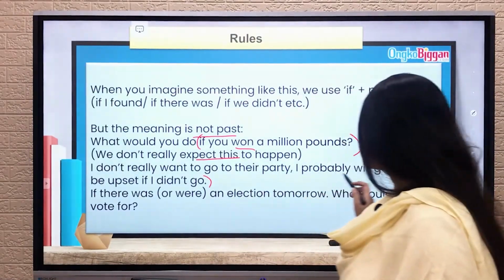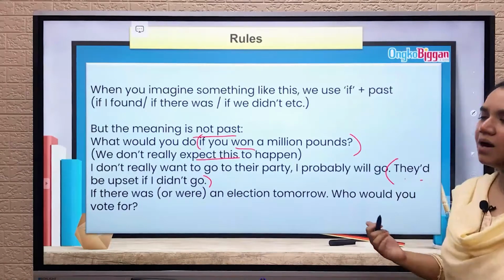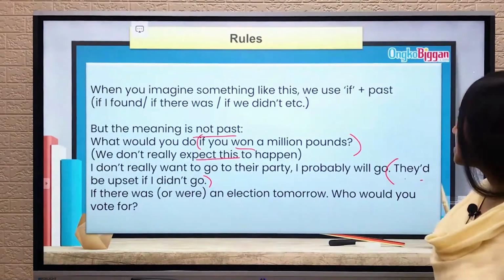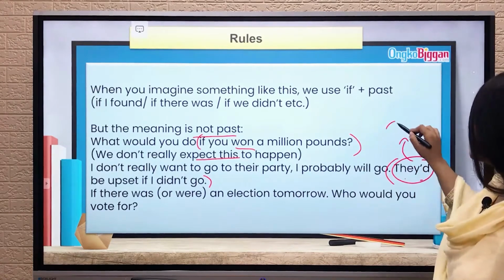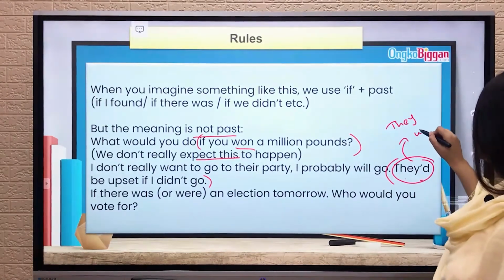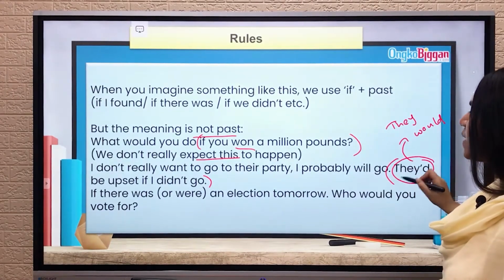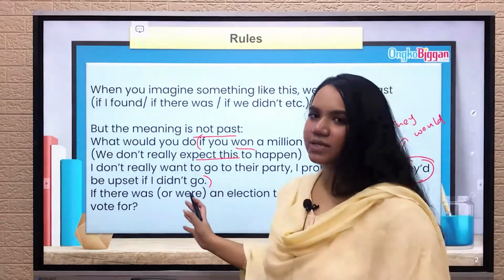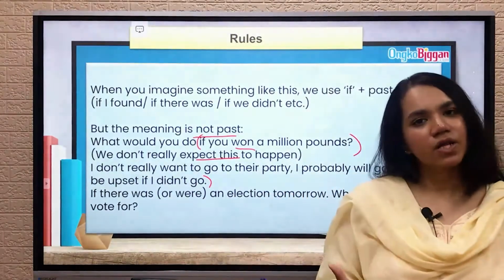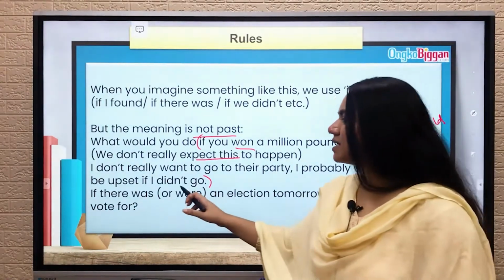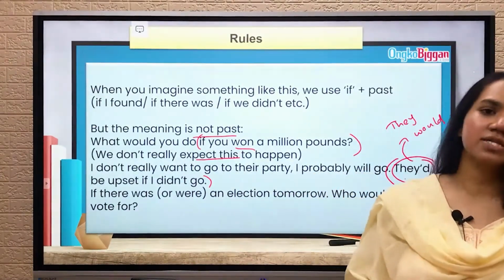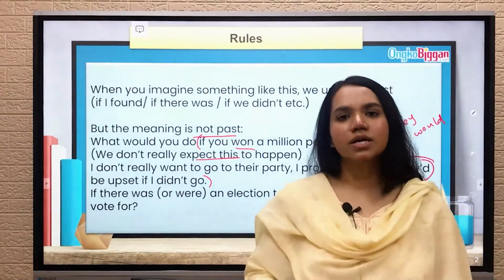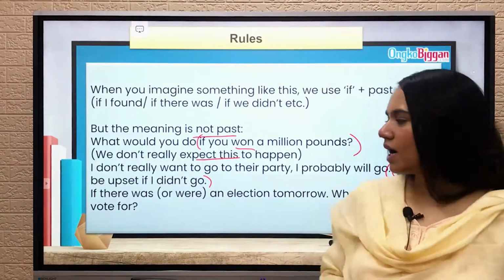So, this part here is actually abiding by our rules, right? They'd be upset. I've said they'd in this case because it actually means they would. So, they would be upset if I didn't go. I have used the if clause followed by the past tense format because you are trying to say such a sentence where there is a high chance of this actually not happening.